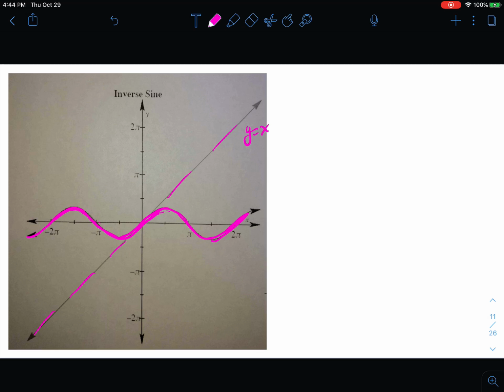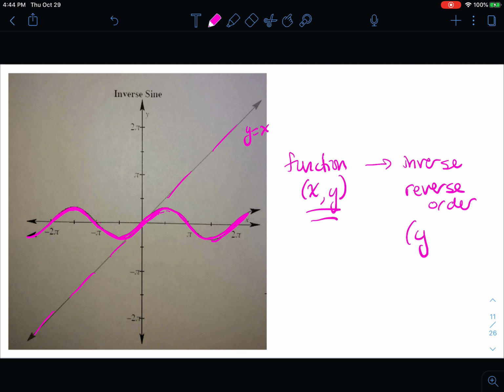If we were doing this algebraically, we have a function, which would be x comma y, could be a point. And then if we wanted to do the inverse, and you just had this on some homework too, we would reverse the order. So it would be y comma x. Remember when you've solved for the inverse, you switch the x and the y and you solve. Same type of situation here, but we're going to do this visually. We're going to fold it on that line.